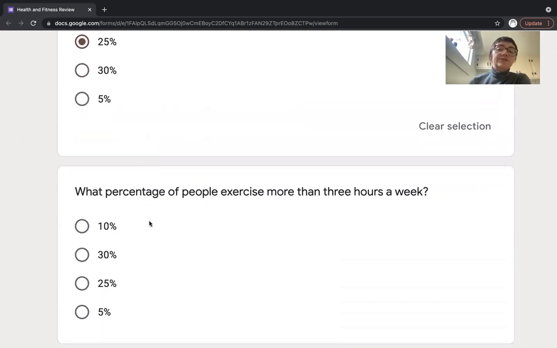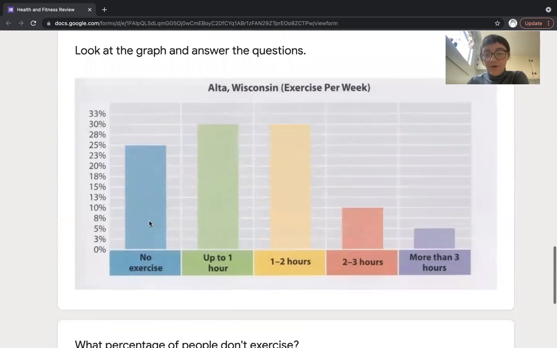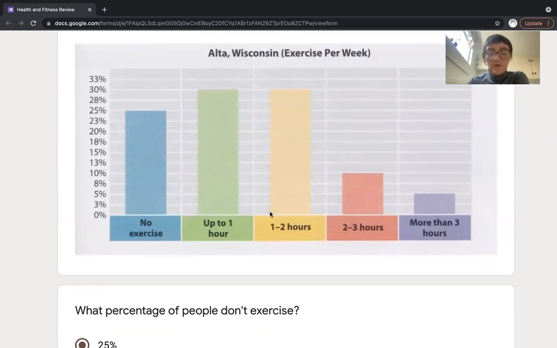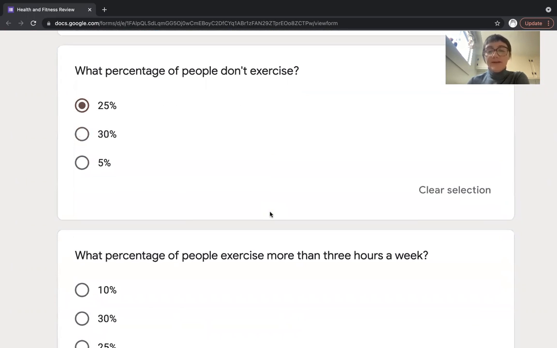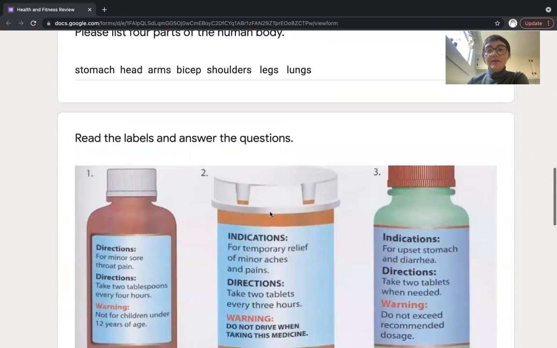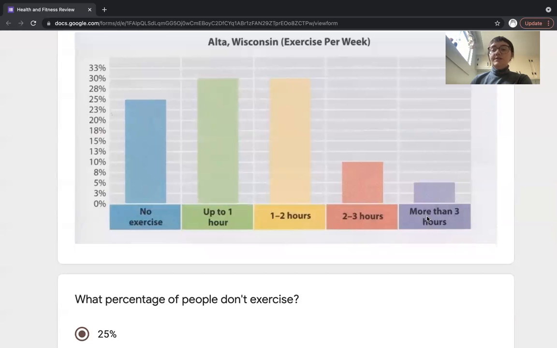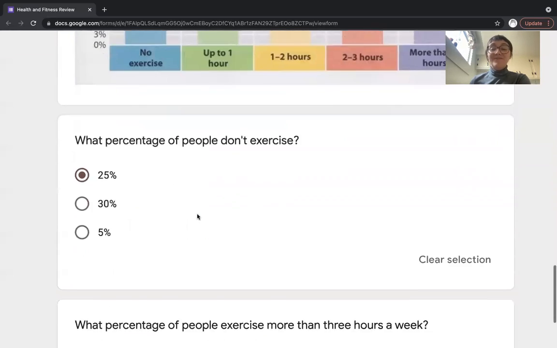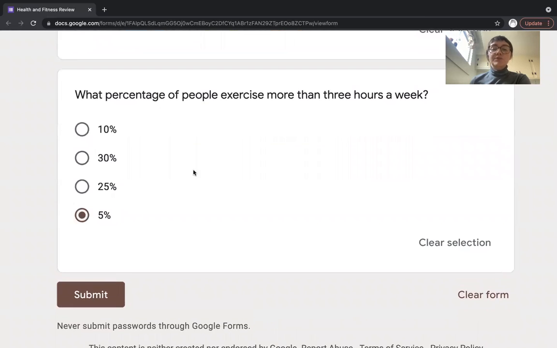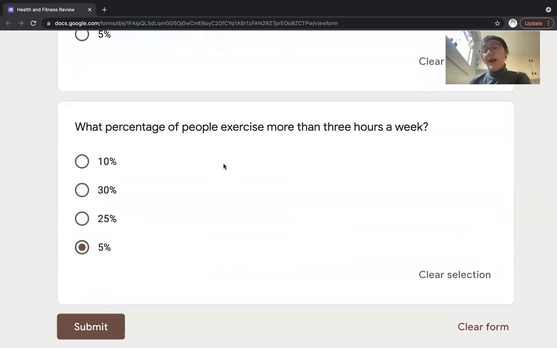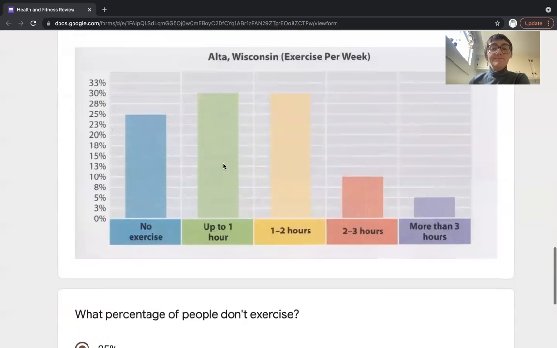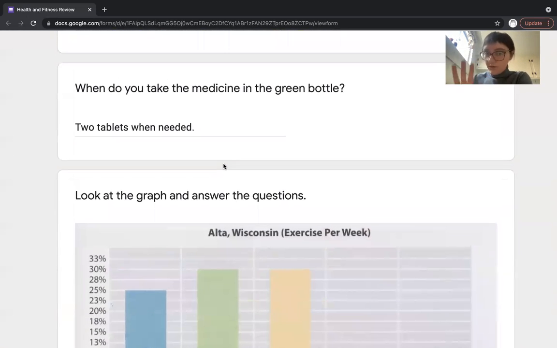What percentage of people exercise more than 3 hours a week? We want to look at our graph. Okay, so we have more than 3 hours. We're going to go over, find the percentage, 5%. It's only 5% exercise more than 3 hours a week. All right, so that was our worksheet.